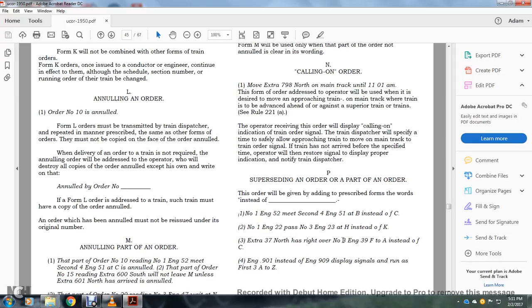Extra 37 has the right over number 3, engine 39, F to A instead of C. And number 1, instead of engine number 9, displays signals, runs as first 3, A to Z.